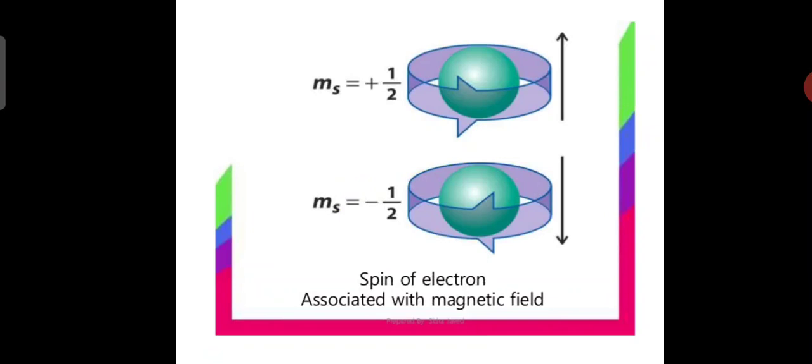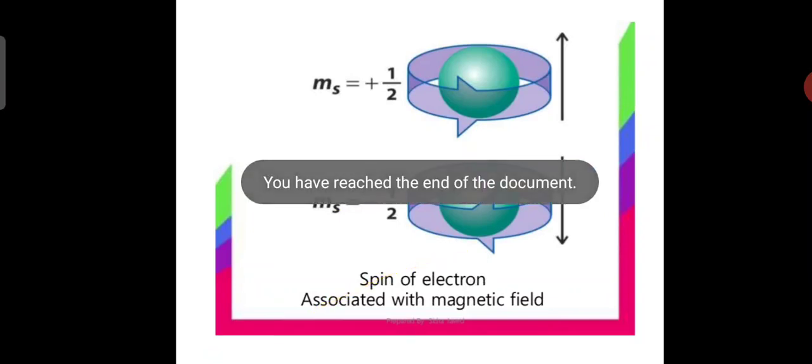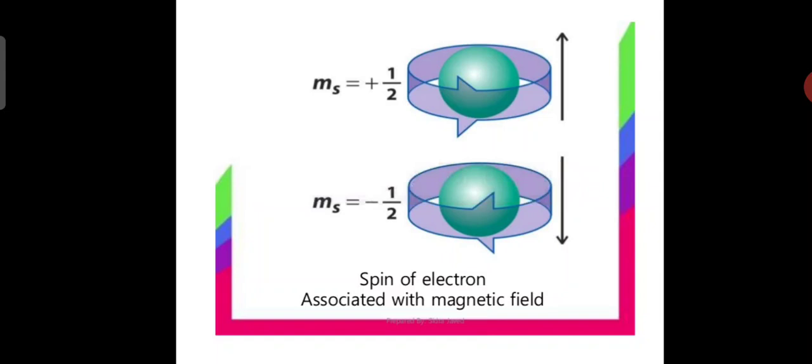The spin of an electron is associated with a magnetic field. So that covers the quantum numbers. The quantum numbers give the address of an electron.